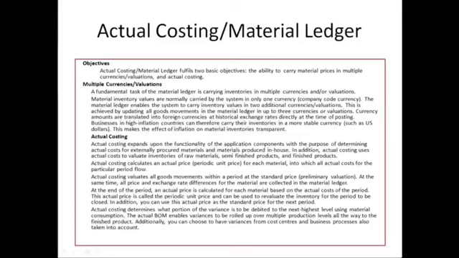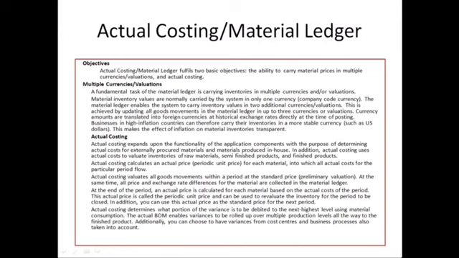Actual costing material ledger fulfills two basic objectives: the ability to carry material prices in multiple currencies and valuations, and actual costing. A fundamental task of the material ledger is carrying inventories in multiple currencies and/or valuations. The material inventory values are normally carried by the system in only one currency, that is the company code currency. The material ledger enables the system to carry inventory values in two additional currencies and valuations.